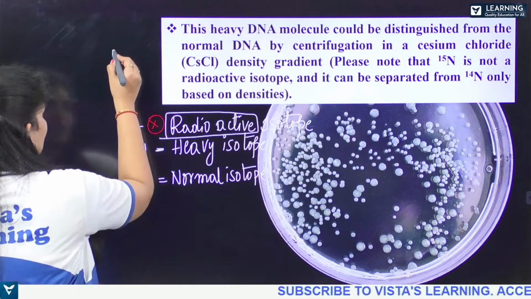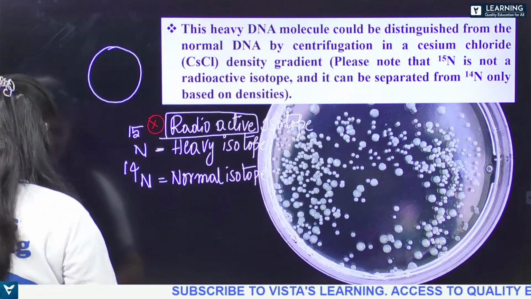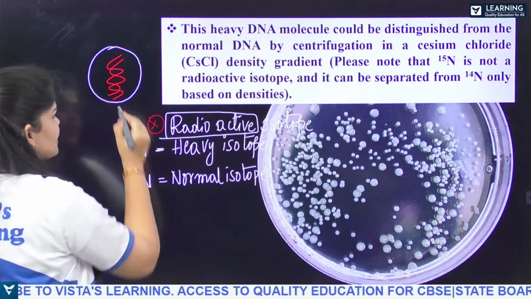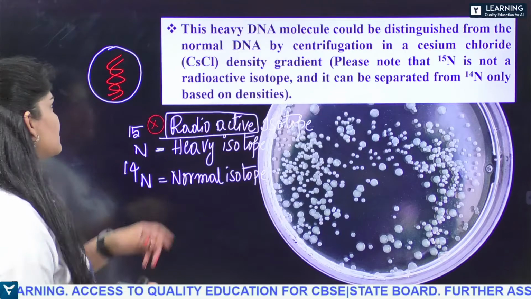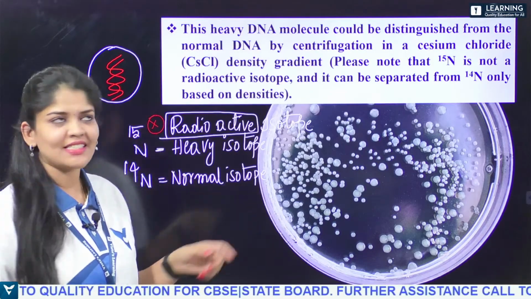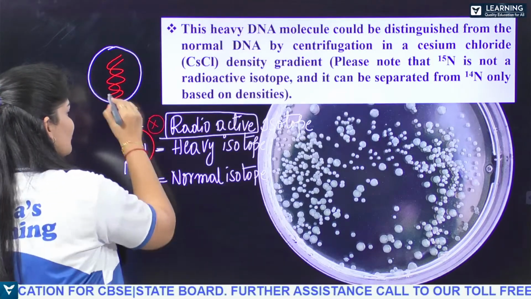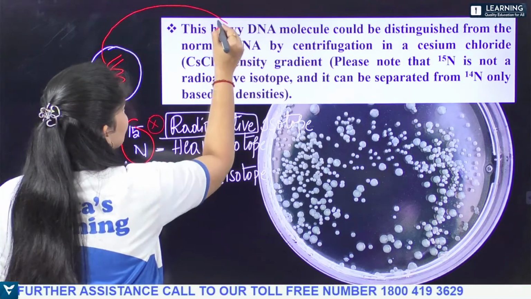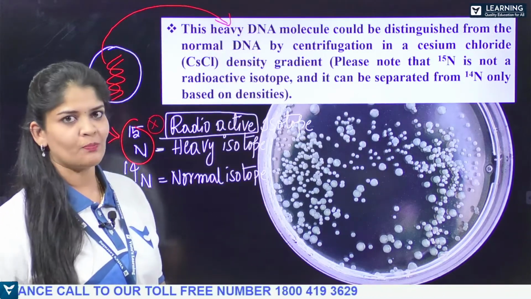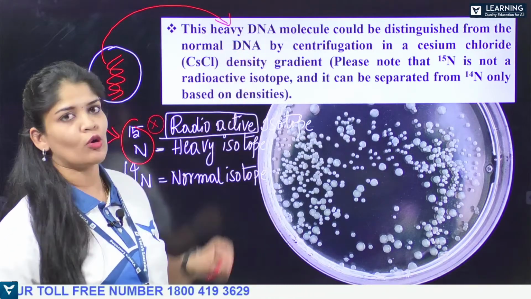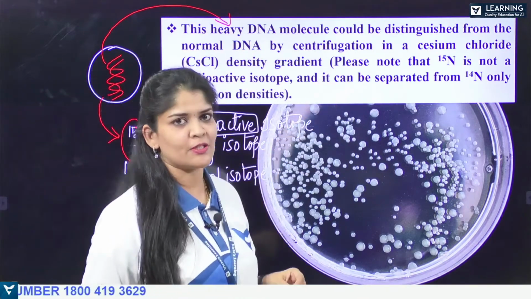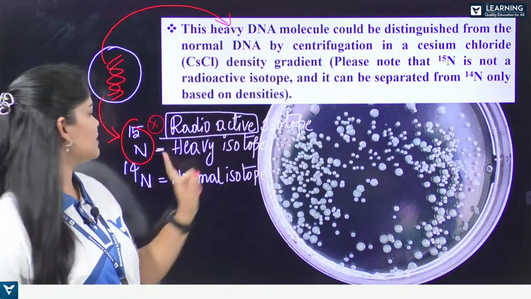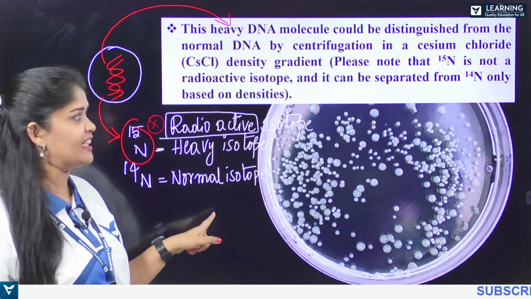Whatever the cells that are growing, inside them the synthesis of the DNA takes place, where the DNA utilizes N15 as a source of its nitrogen. Therefore, the formed DNA, we call it a heavy DNA molecule. And this heavy DNA molecule could be distinguished, made separate from the normal DNA. This is what N14 is, a normal DNA.